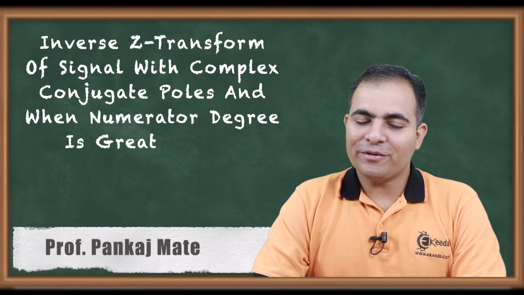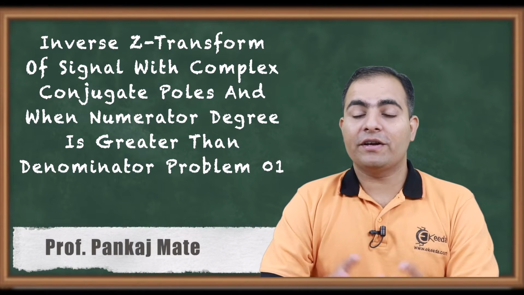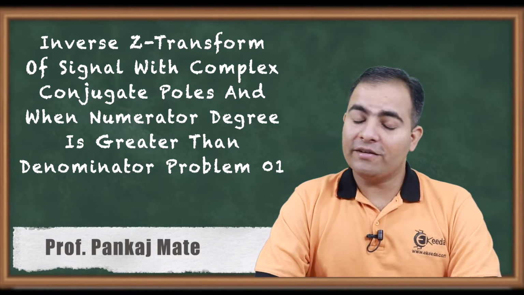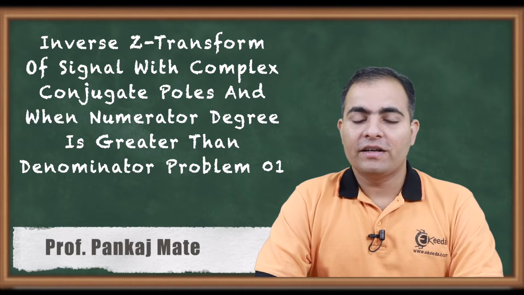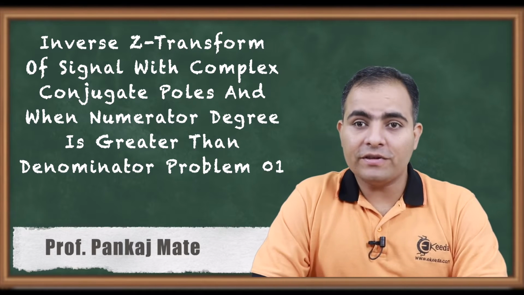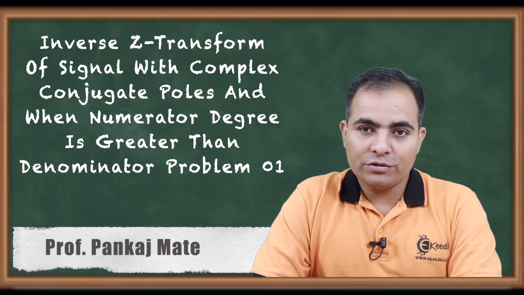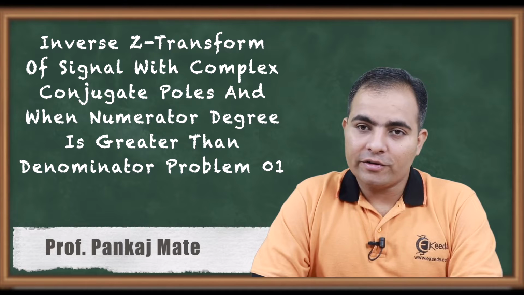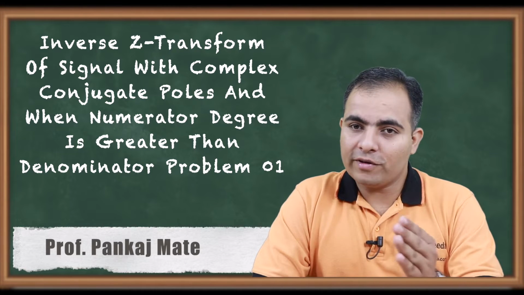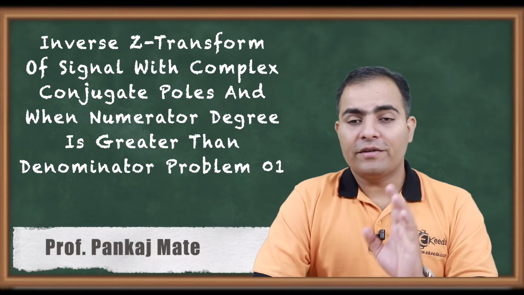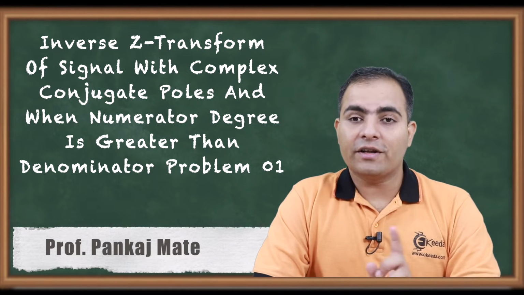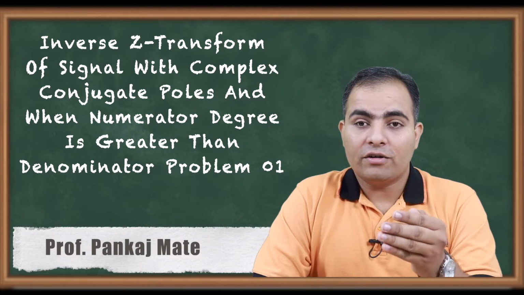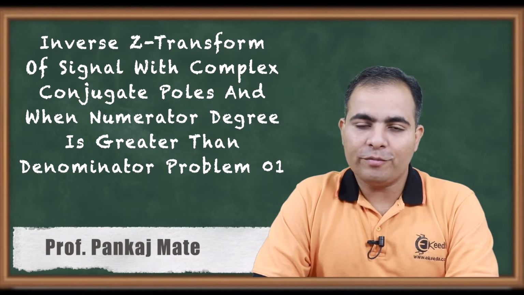Hello friends, and today we are going to study a new topic in which we are going to study inverse Z transform of signals with complex conjugate poles and when numerator degree is greater than denominator. Here we are going to study two different topics. First one is signals with complex conjugate poles and another one is signals where numerator degree is greater than denominator. So first three numericals are based on complex conjugate poles and next three are based on when numerator degree is greater than denominator. Now we will start the first one, in which we are going to study a signal with complex conjugate poles.